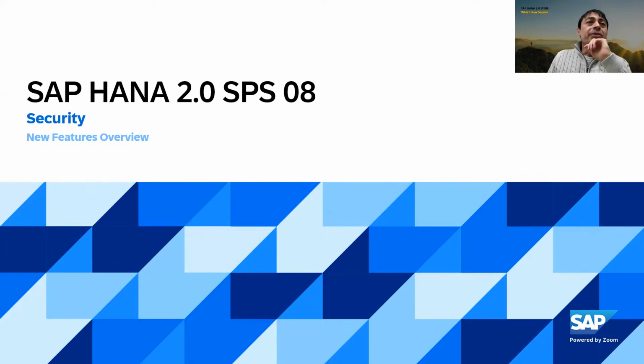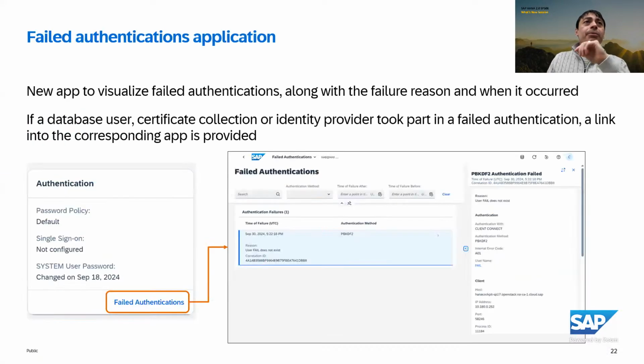All right, let's look at a few security features before we break into our demos. So the first one here is a new application for failed authentications. This will allow you to visualize all the failed authentications along with the reason why the failure occurred. And if the failure happened because of a certificate collection, identity provider issue, or a database user issue, then you're going to get a link to go to the corresponding application. That way you can fix that from within this application and navigate to the appropriate application from here.